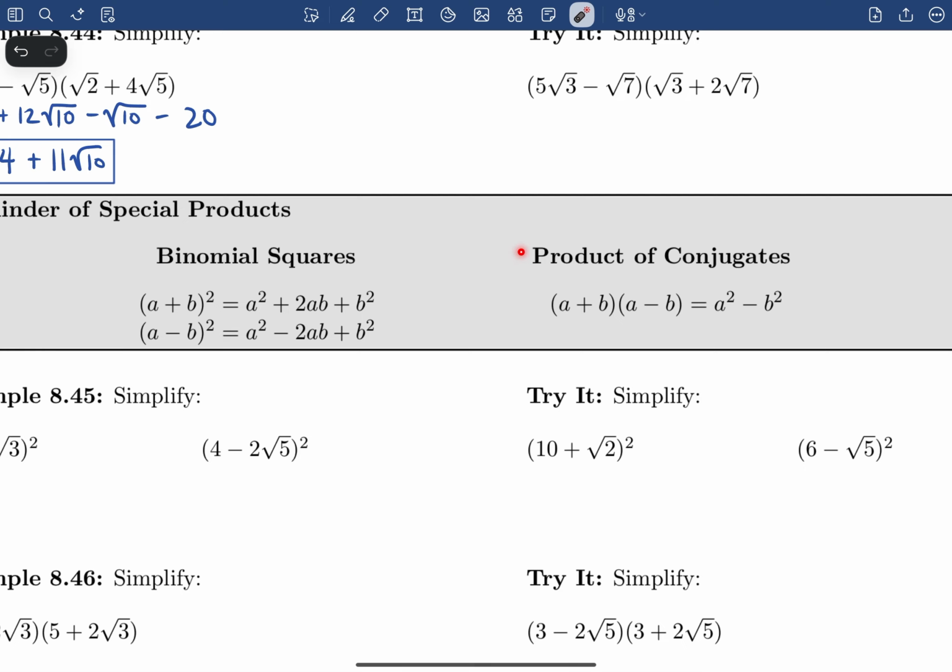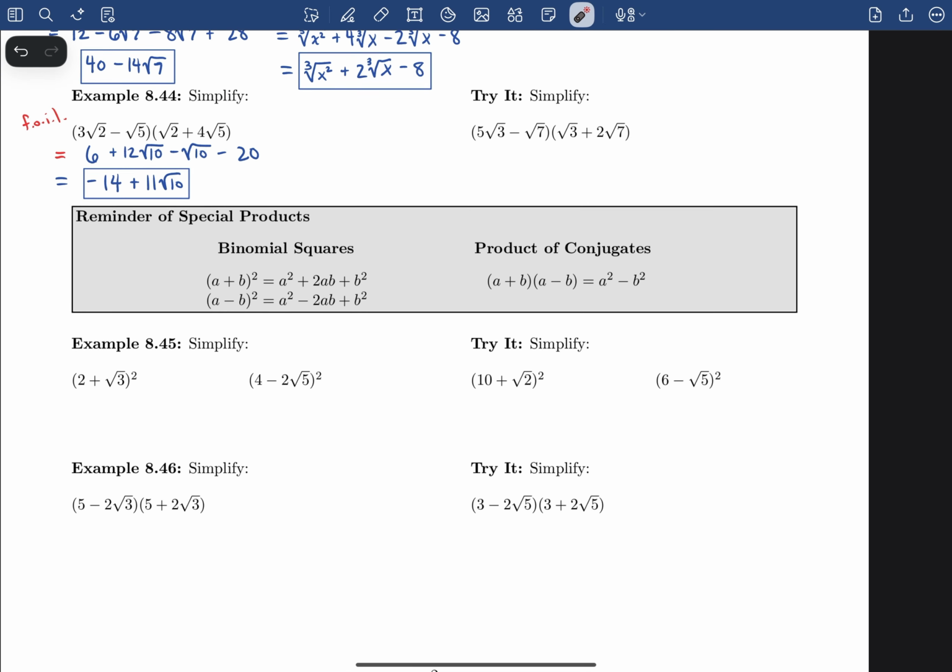And then a reminder about the product of conjugates. If I take two conjugates, remember a conjugate is where you have the same two values with opposite signs between. Okay? A and B, plus and minus. Well, if you multiply them together, then you get a squared minus b squared. And that's called the difference of squares. So this is the factored version of the difference of squares. These are the factored versions of perfect square trinomials.